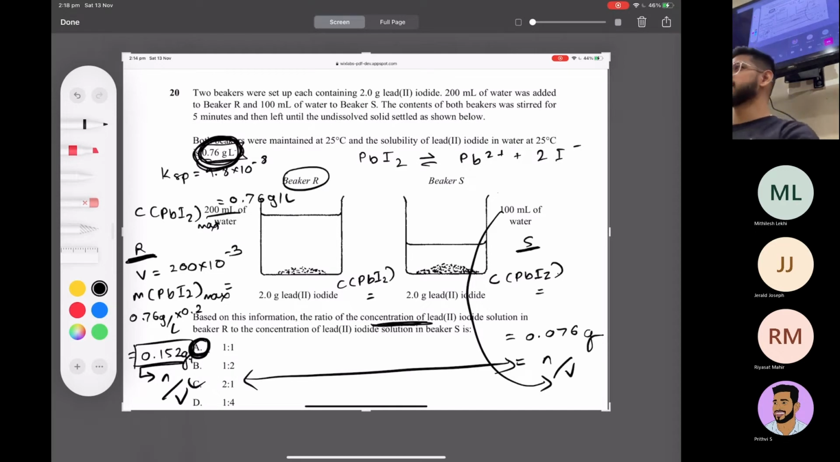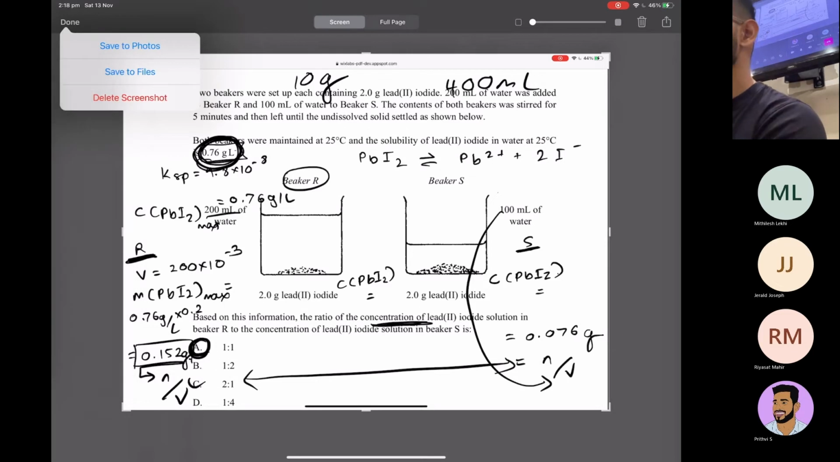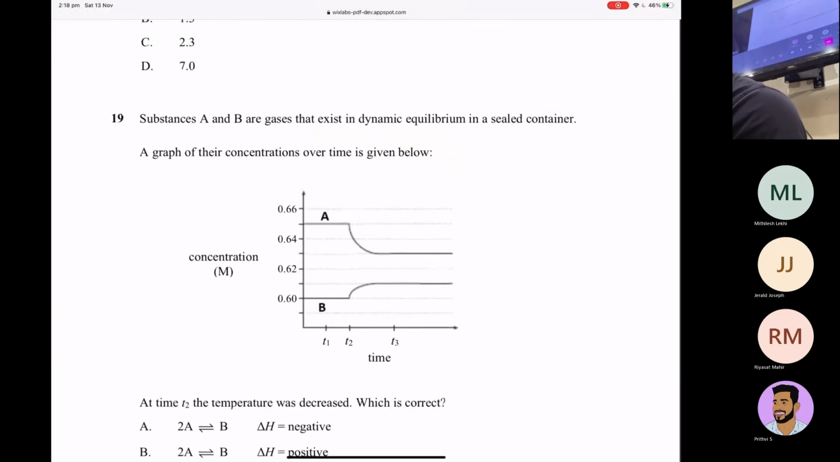Does that conceptually make sense? No matter how much excess you add, it doesn't matter. Because that amount of ion, the max that can dissolve, has dissolved to that concentration, and it'll always be equal. Okay? Good. So if we had a 400 ml solution and I added 10 grams, what's the concentration of aqueous ions? 0.76 grams per liter. Right? Everything extra has precipitated. Good. This is more of a conceptual question.